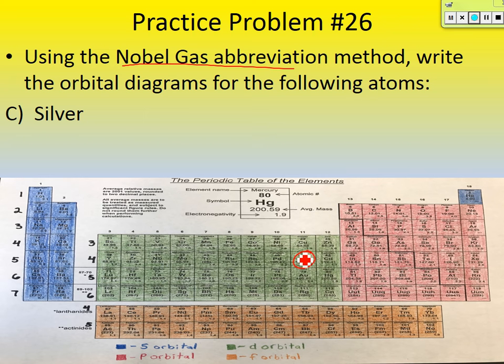It's right there. So what did you get the preceding noble gas to be? Krypton. So Kr. Okay, very good. So we're going to put Kr in brackets here. And then help me with the electron configuration. Shout it out. What would you write? 5s2, 4d. How many over is it? 9? Okay.